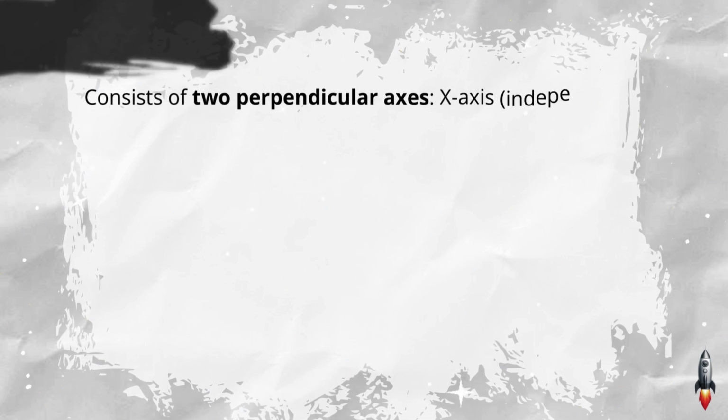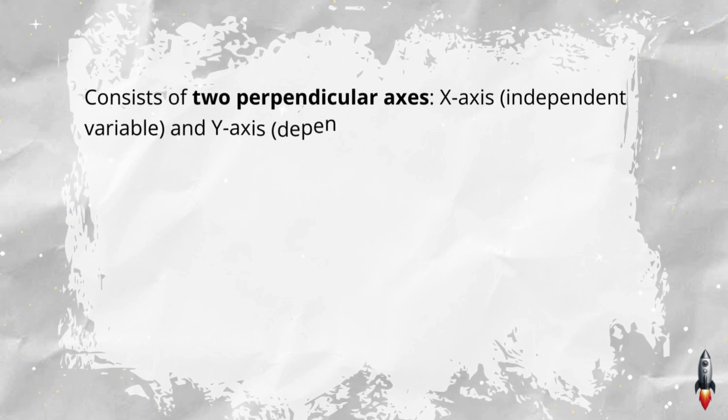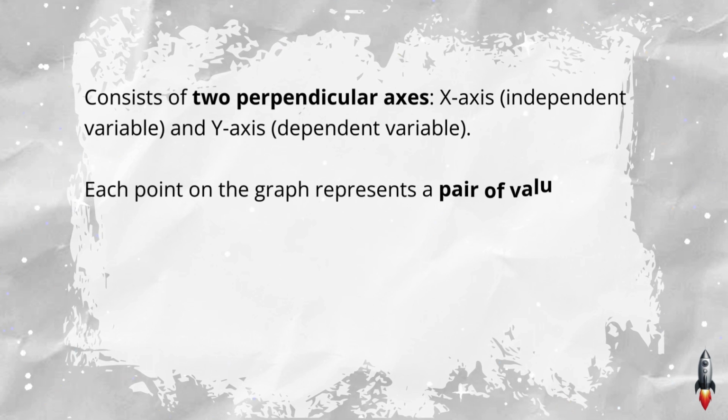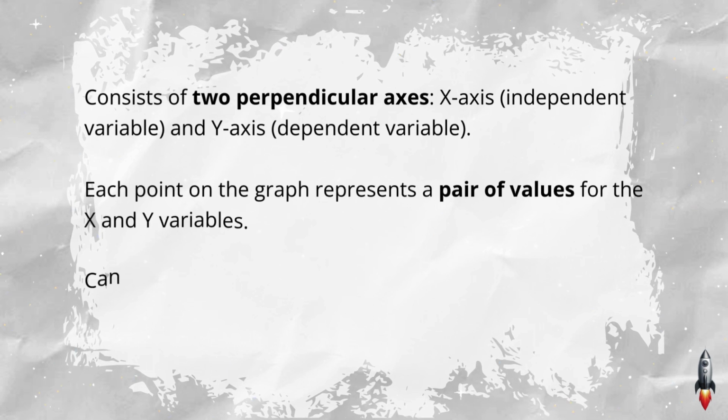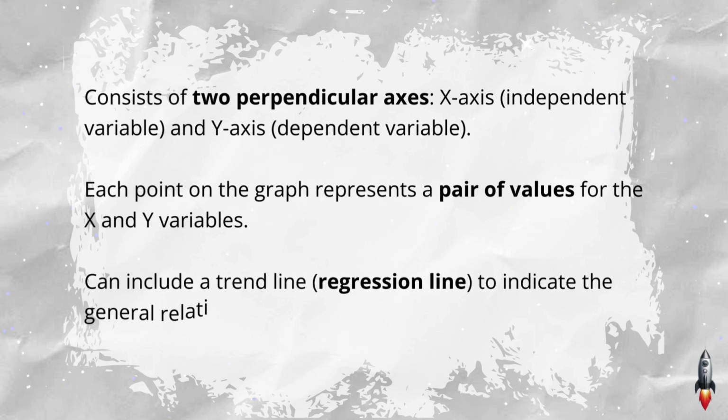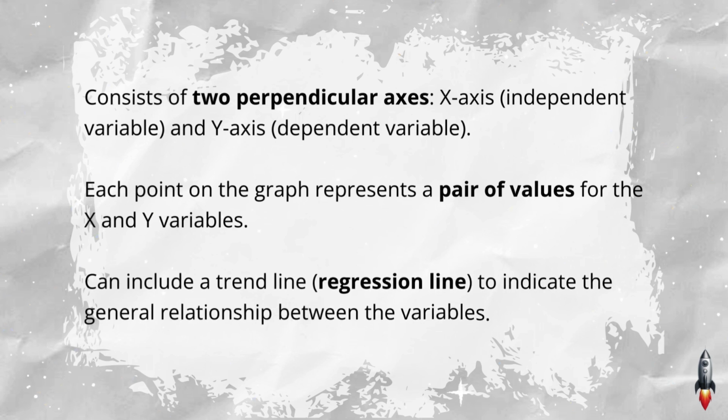Consists of two perpendicular axes: x-axis, independent variable, and y-axis, dependent variable. Each point on the graph represents a pair of values for the x and y variables. Can include a trend line, regression line, to indicate the general relationship between the variables.